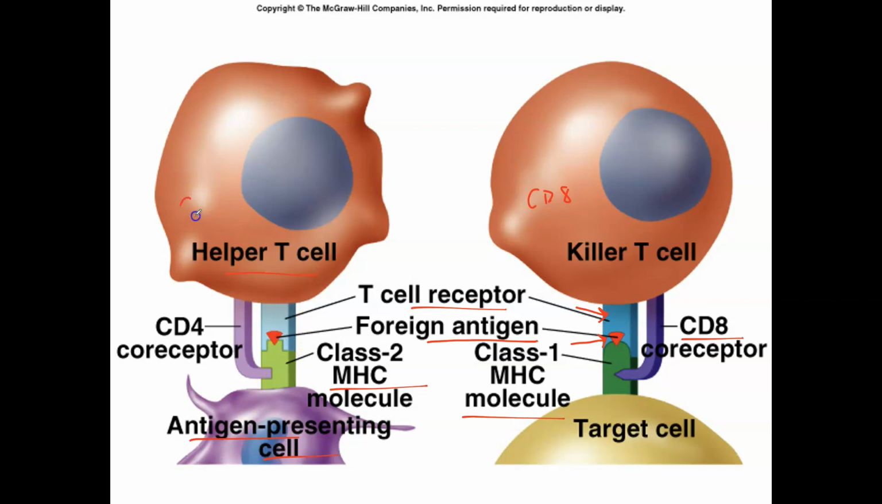Helper T cells are oftentimes called the CD4 cells because they use a CD4 co-receptor. So they also have a T cell receptor and a CD4 protein that can be used to locate that foreign antigen when it's presented on a class 2 MHC. So there's different varieties of major histocompatibility complexes depending upon what type of cell is being activated within the immune response.